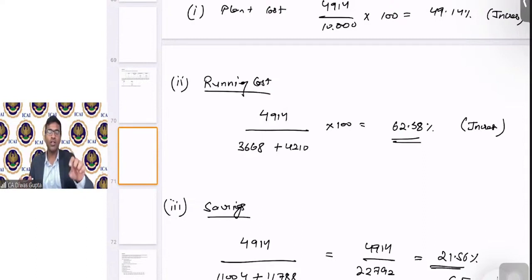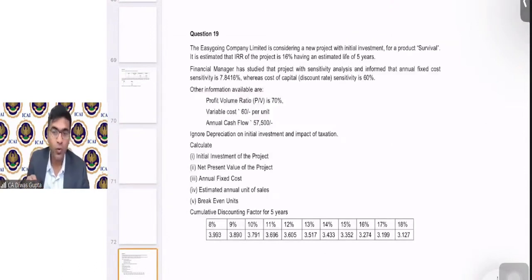Because the way this question is drafted, it is drafted the other way around, in a reverse manner. Okay, Tanisha? Yes, perfect. Perfect, students. Let's go to the next question. We have a lot of questions to cover.